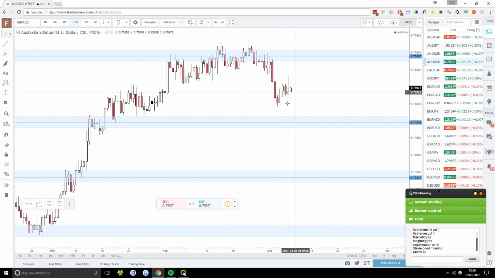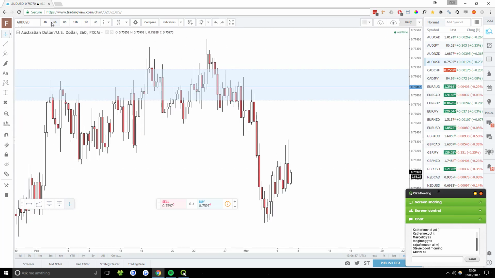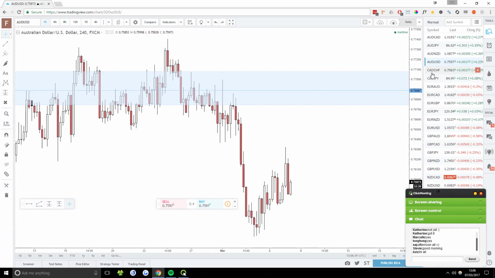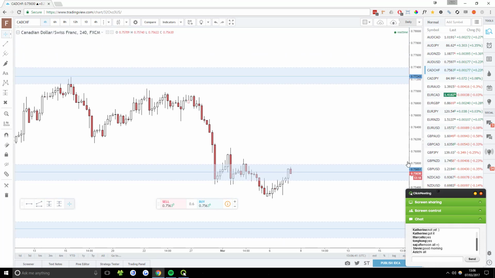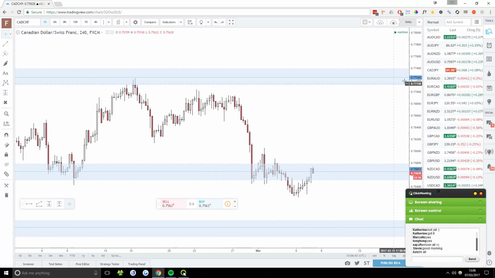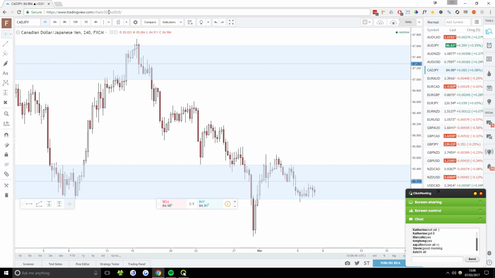Let's see what happens with AUD New Zealand, and let's move on to AUDUSD. AUDUSD is in between two separate areas, so there's no actual trade opportunity that I would want to take. Let's go CAD CHF. Don't even know why I have this pair. I don't trade it, so let's go to CAD JPY.